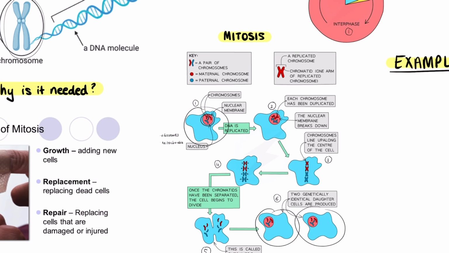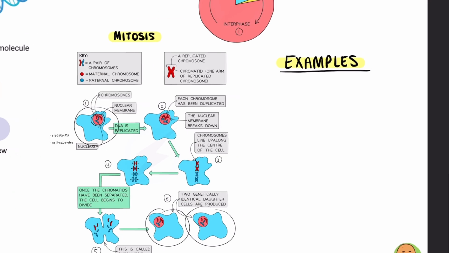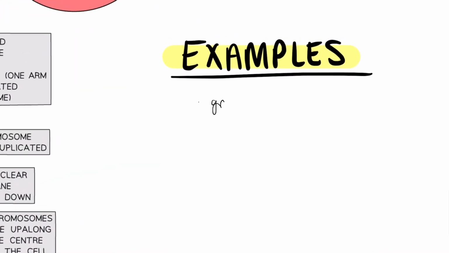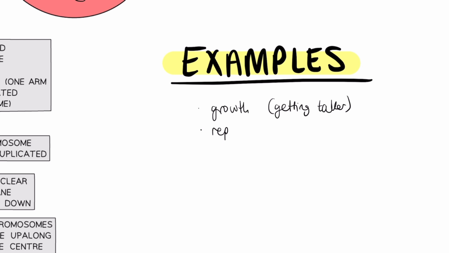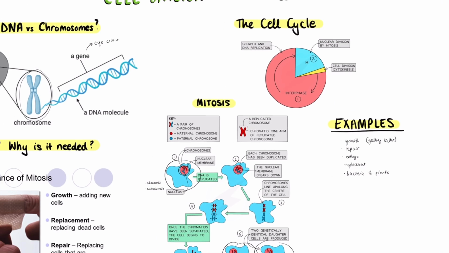And to give some examples of where that would be happening, we discussed growth in general, like getting taller, healing after a cut, so that's repair, embryo development, replacement of old cells, and even asexual reproduction. Plants can undergo cloning, so they don't have a partner involved. It's just a singular plant cloning itself. Also bacteria do this. So bacteria and plants that undergo asexual reproduction. Those are some examples for you.